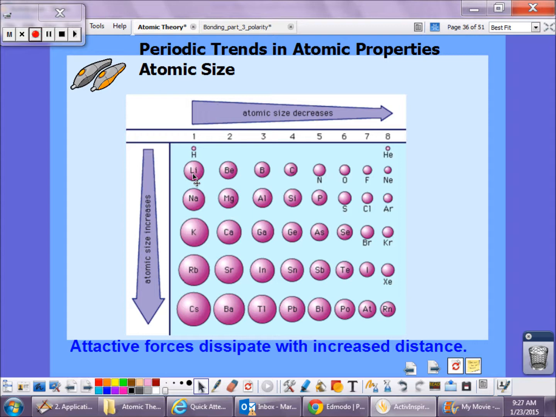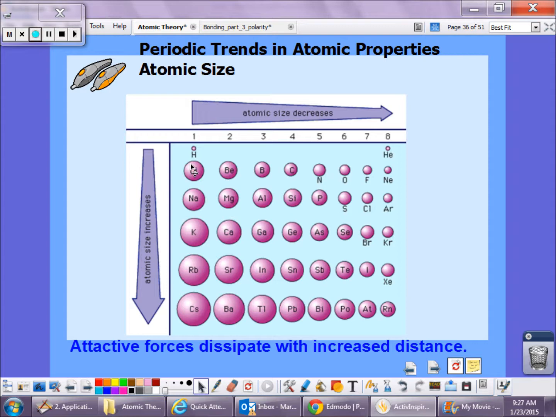Now let's go down. The trend in atomic radius. Atomic radius increases as you go down a group. You do not use effective nuclear charge for that argument. This is what you use. You use energy levels. Okay?